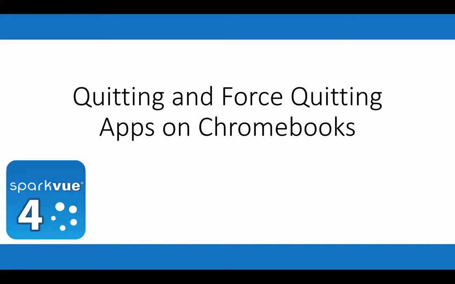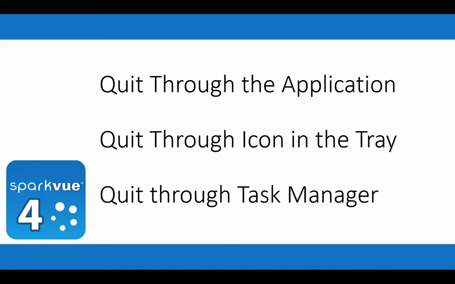How do I quit or force quit out of apps on a Chromebook? There are several ways to quit out of an app on a Chromebook. You can either quit through the application. This is the most graceful way to quit out of the application. You can quit through a double finger tapping in the icon within the tray, or you can quit through the task manager. If you quit through anything other than through the application, additional steps must be taken prior to restarting the application.